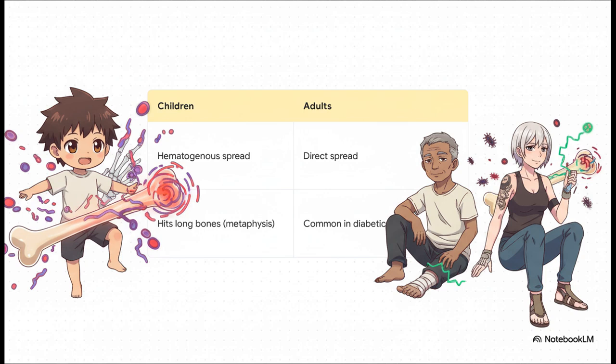And what's really interesting is how its method of attack can change depending on your age. In kids, the infection usually hitches a ride through the bloodstream. Doctors call this hematogenous spread, and it sets up shop in the long bones, where all the growth is happening. But in adults, it's often a different story. It might be a direct invasion, say from an ulcer if you're diabetic, or it can also travel through the blood, which is pretty common in IV drug users. So right away, who the patient is gives you your very first clue.